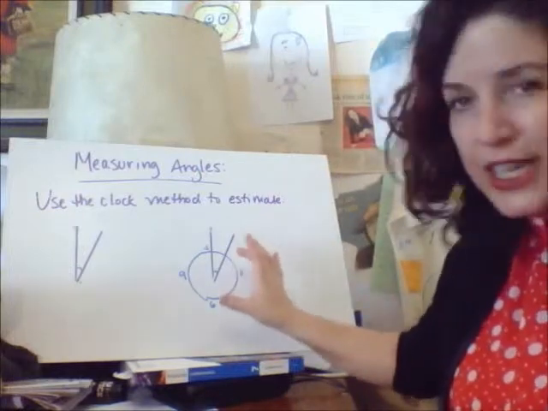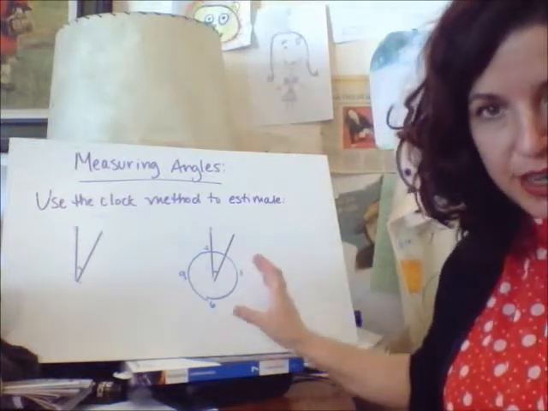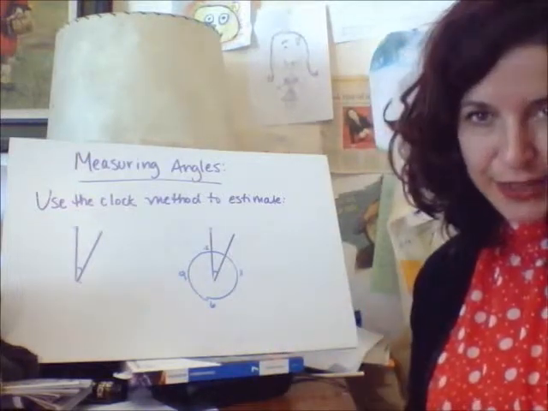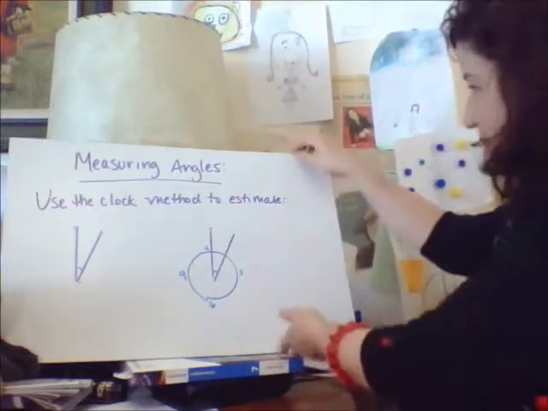So if you can visualize your little clock over the top of your angle, it's a really good trick for making an estimate of the angle. Okay, it gives you somewhere to start anyway.